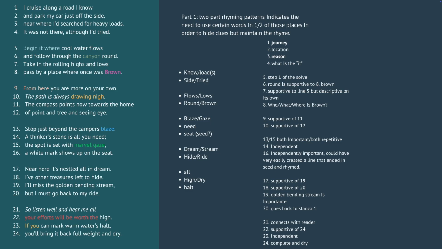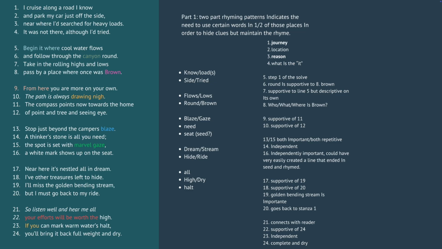"Follow through the canyon round." Obviously, canyons aren't always round. I think this is an allegorical way of saying follow through the canyon path. If you've ever done any canyoneering, you're kind of weaving in and out and you're not really sure where you're going. Hopefully you know where you're going, but it's a little blind.